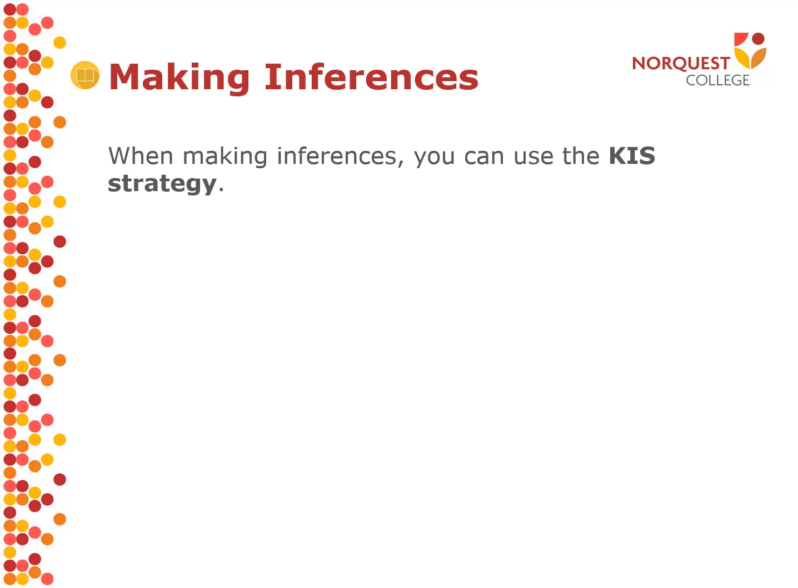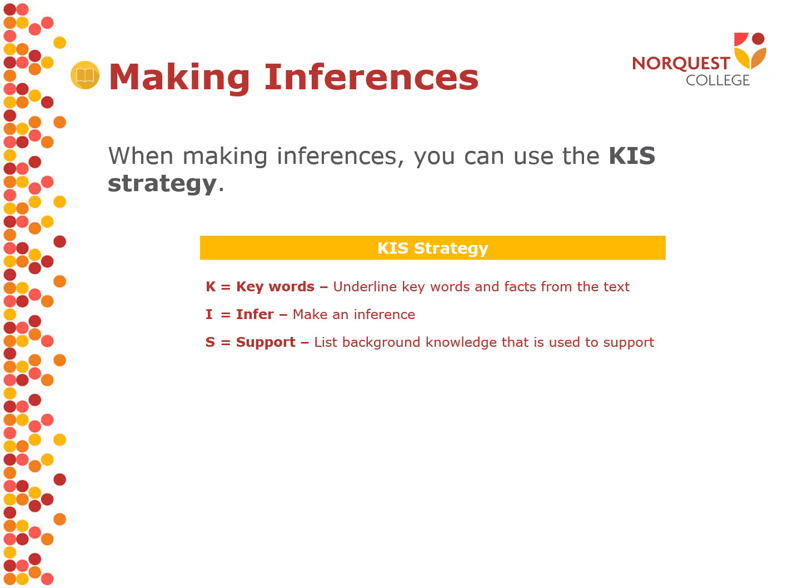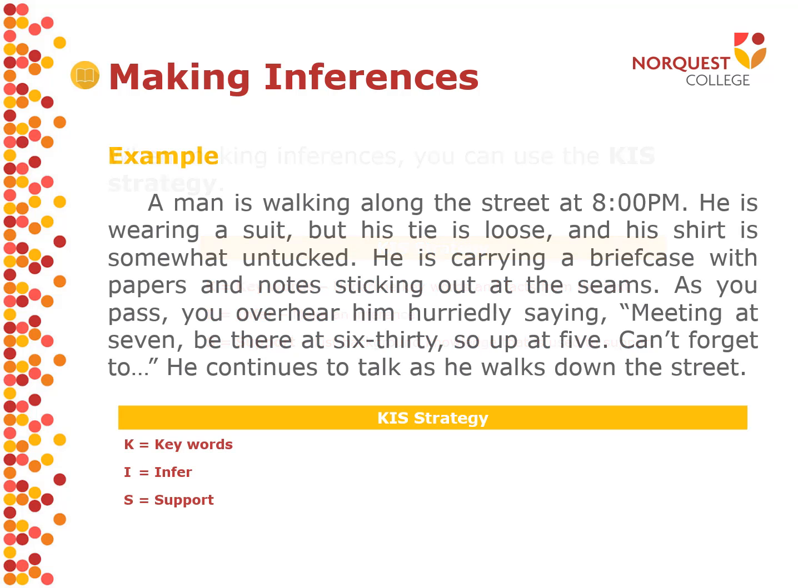When making inferences, you can use the KISS strategy. The KISS strategy is KIS: keywords, infer, support. So for K, underline keywords and facts from the text. And then I, infer, make an inference. Finally, S, list background knowledge that's used to support. So with our example, let's apply the KISS strategy to support our inference.